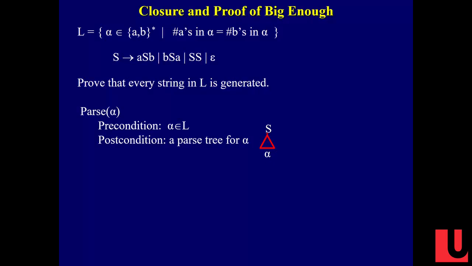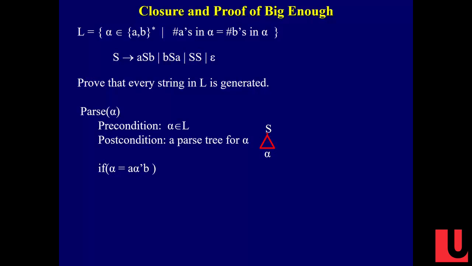Here's the program we're going to write. The precondition is I'm given a string that has the same number of A's and B's, and the postcondition is I output a parsing for it, a tree which says S goes to alpha, some trees, right? And how do I do it? Well, let's look at various cases. Suppose alpha begins with an A and ends with a B. Then it has the form A alpha prime B.